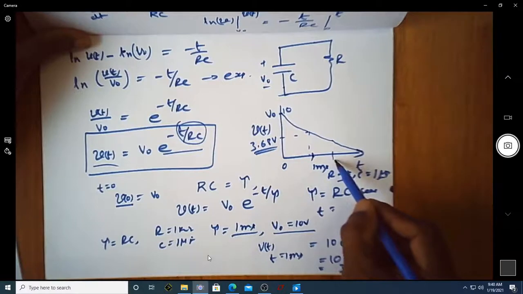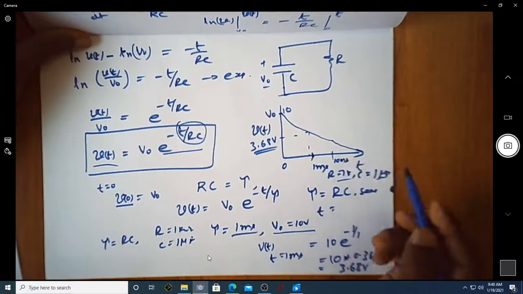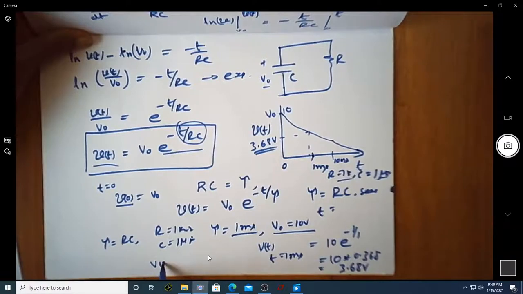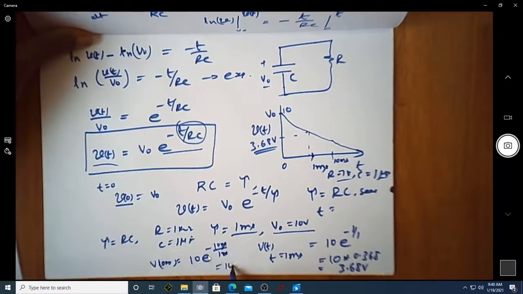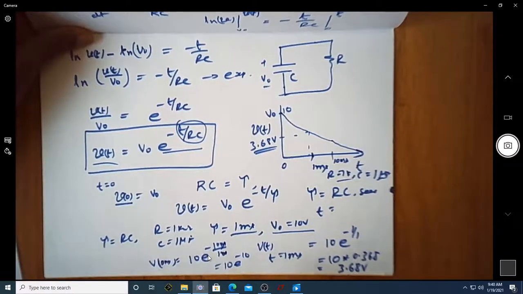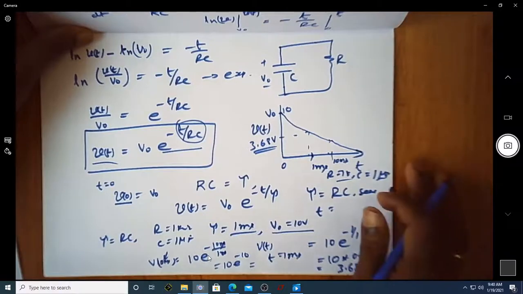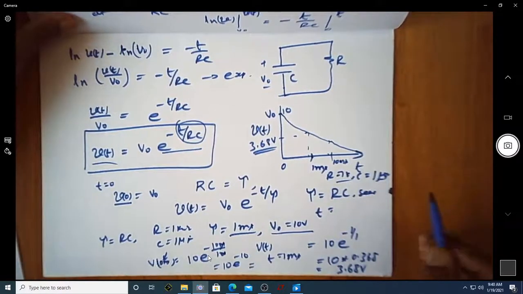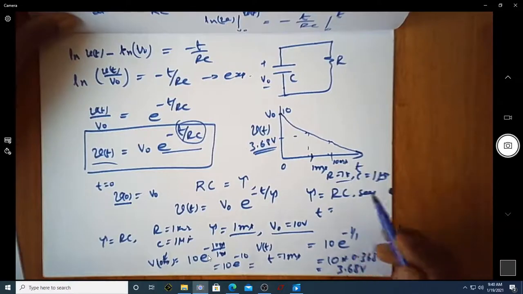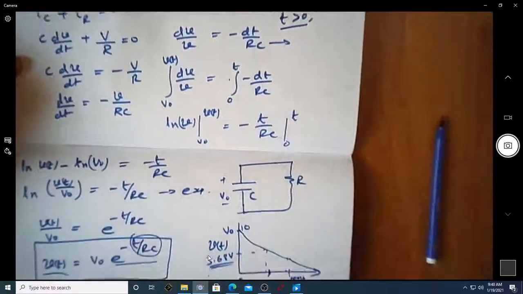Assume you want to know the value at the 10th millisecond. V of 10 millisecond is 10 into e power minus 10 milli by 1 milli, so you end up with 10 into e power minus 10, and whatever value comes out will be the corresponding value. If you want to find it for some other time, just keep substituting that time. The t will change, tau remains the same. Let us try to understand the usage of this particular equation by taking a few examples.